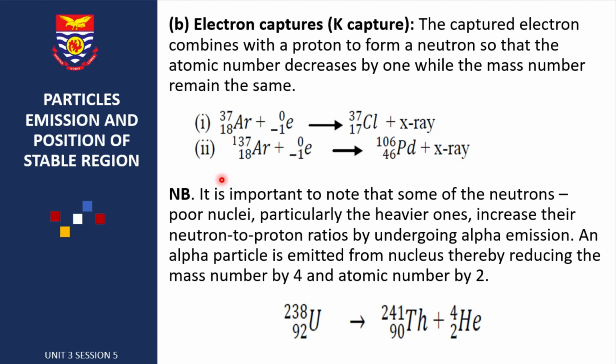It is also very important to note that some of the nuclei, especially the heavy ones, will tend to increase their neutron to proton ratio by undergoing alpha emission. When they undergo alpha emission, it will reduce their mass number by 4 and their atomic number by 2. In this case, the proton to neutron ratio has been stabilized.